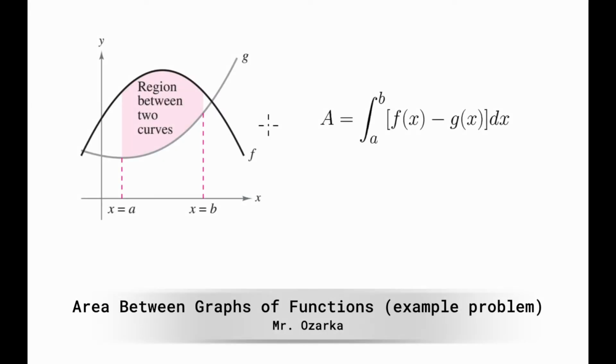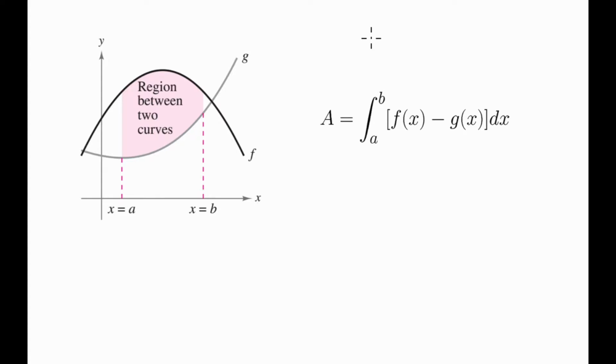All right, so this is going to be a video about finding the area between the graph of two functions. Before we start the example problem for this video, I am going to be showing you the conceptual understanding of what we're actually doing when we're finding this area. We have this example graph right here where we have g and f functions, and it says the region between two curves, and it's colored in red right here.